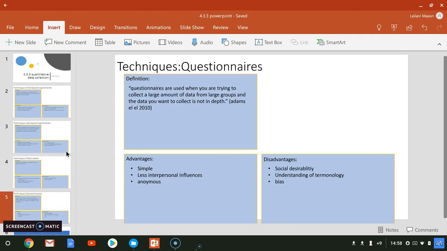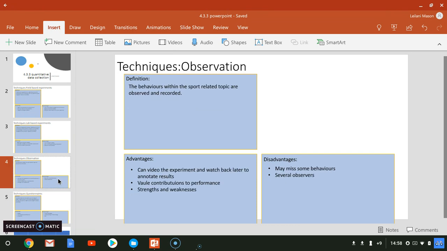The final technique within quantitative data collection is questionnaires. So a questionnaire could be defined as when you are trying to collect a large amount of data from large groups, where the data you want is not collected in.